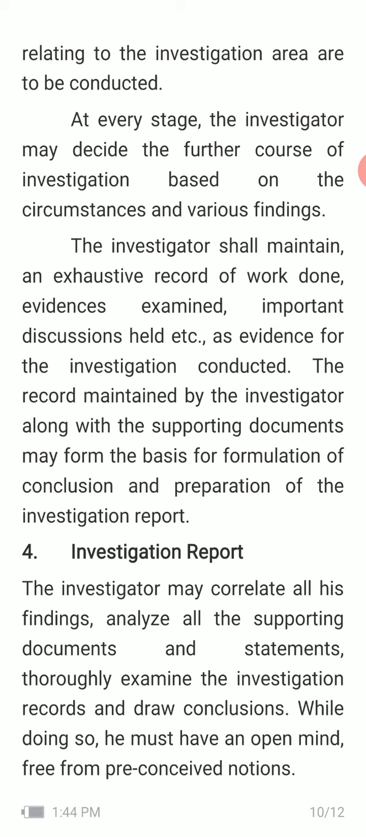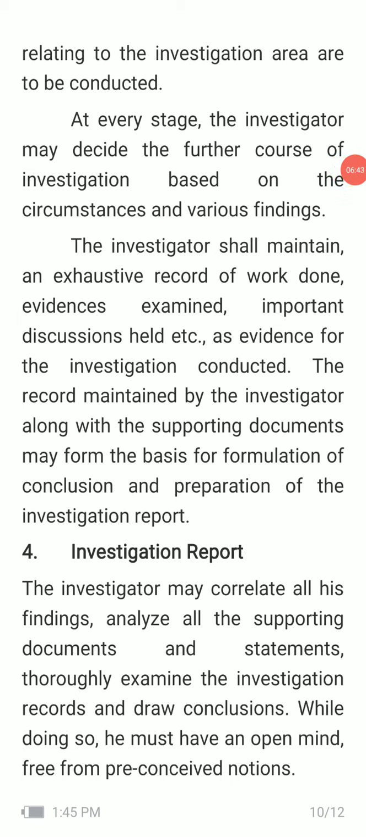The record maintained by the investigator along with the supporting documents may form the basis for the formulation of the conclusion and preparation of the investigation report. So with the help of that, he can draw the conclusion and then prepare the investigation report. So the last step is the investigation report.